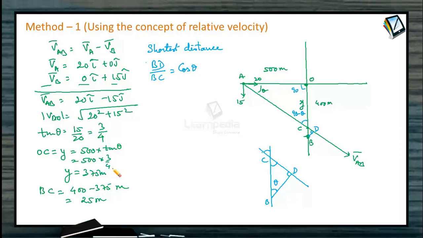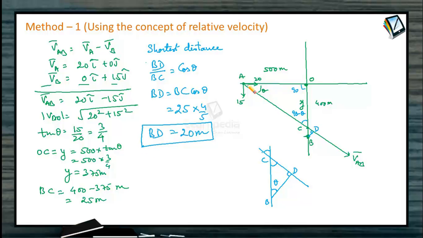When tan theta is 3 by 4, what will be the cos theta equal to? 4 by 5. So BD is equal to BC cos theta. That is 25 meters into 4 by 5. It is equal to 20 meters. So the shortest distance we want, the shortest distance between the two cars. This distance is 500. This distance is 400. But the shortest distance between them at any instant will be 20 meters.